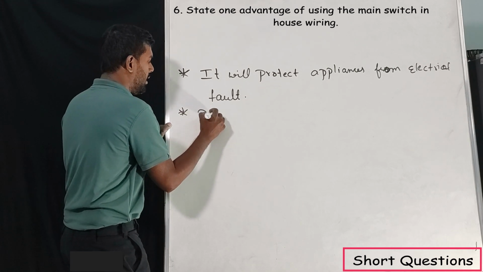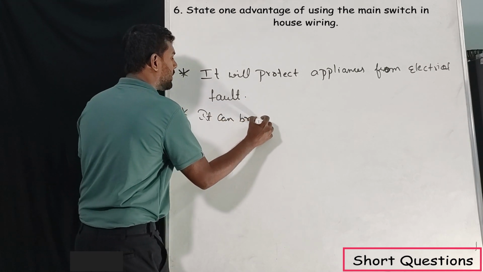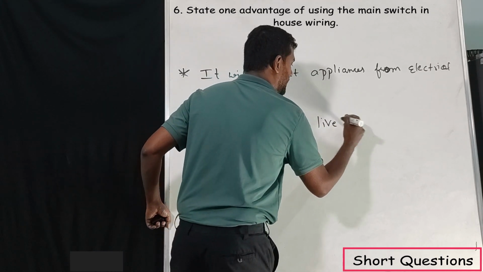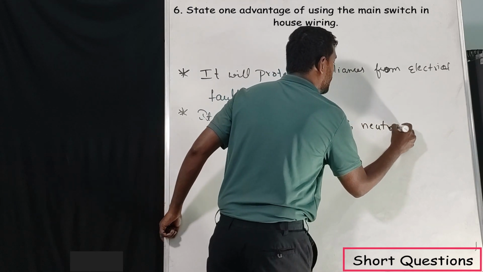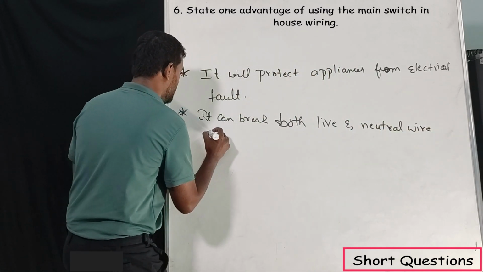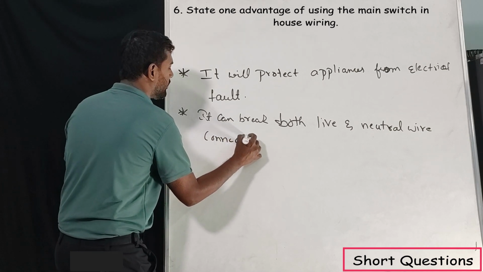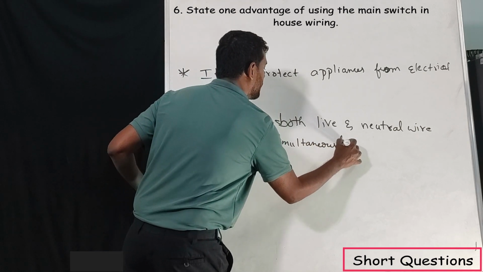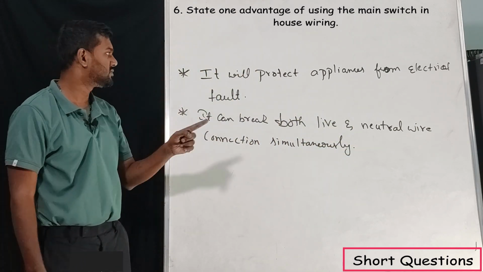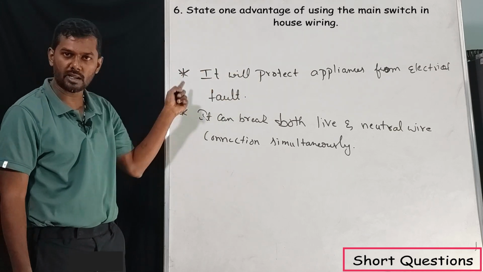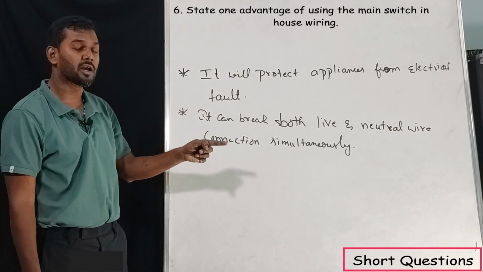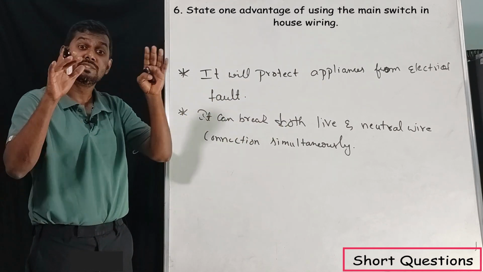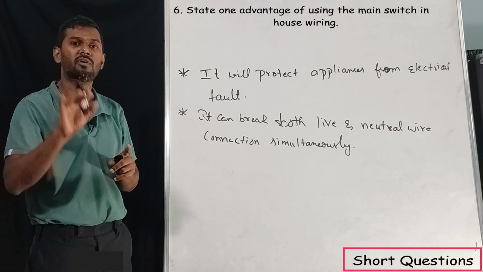Then it can break both live and neutral wire connection simultaneously. So these are the two advantages of main switch. It will protect the appliances from electrical fault. This is one of the advantages. You can remove the connection of both live wire and neutral wire simultaneously. These are the two advantages of main switch.